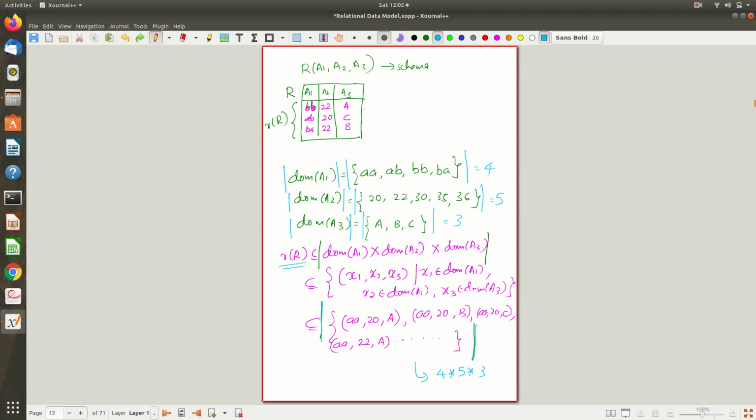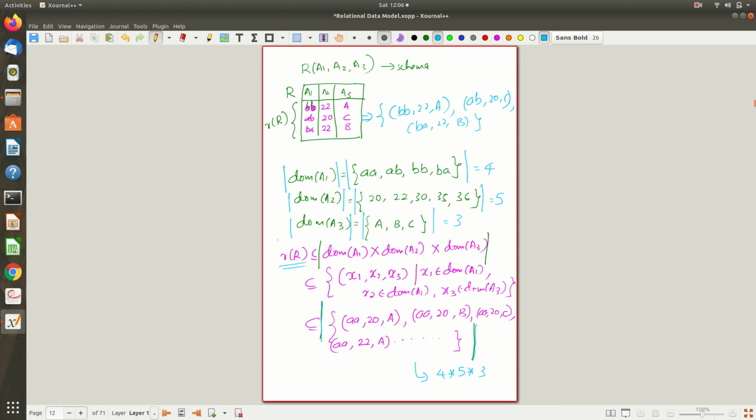So this particular state corresponds to the ordered triple BB, 22, A. So this is one of the elements from this bigger set. Okay, and similarly another ordered triple I have is AB, 20, C. And now I have another ordered triple, that is BA, 22, B. So this is one of the subsets. Okay, so like that you can think of any relational state, which is a subset of the bigger set, that is the Cartesian product among the domains of each and every attribute. Okay, so that is about it.